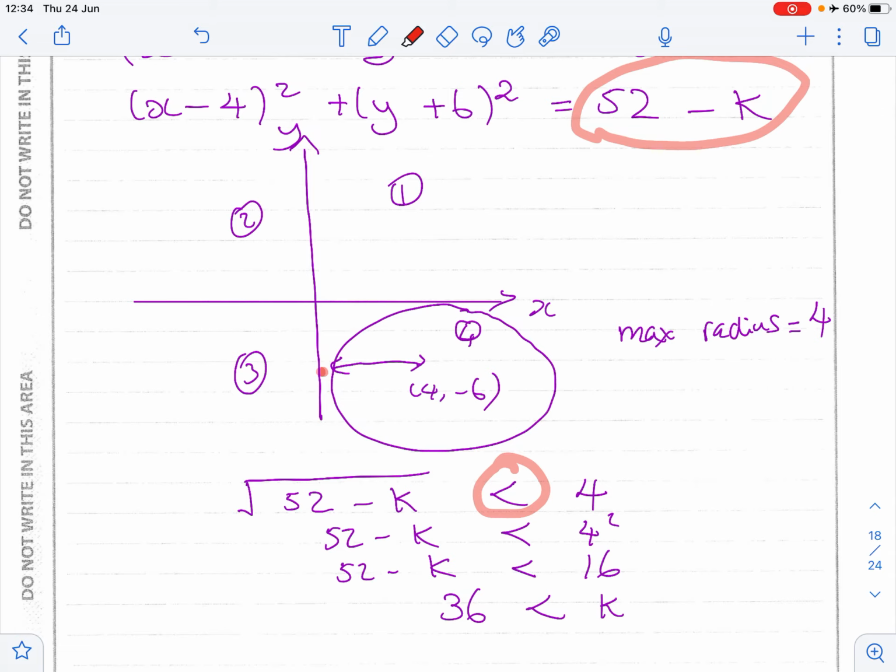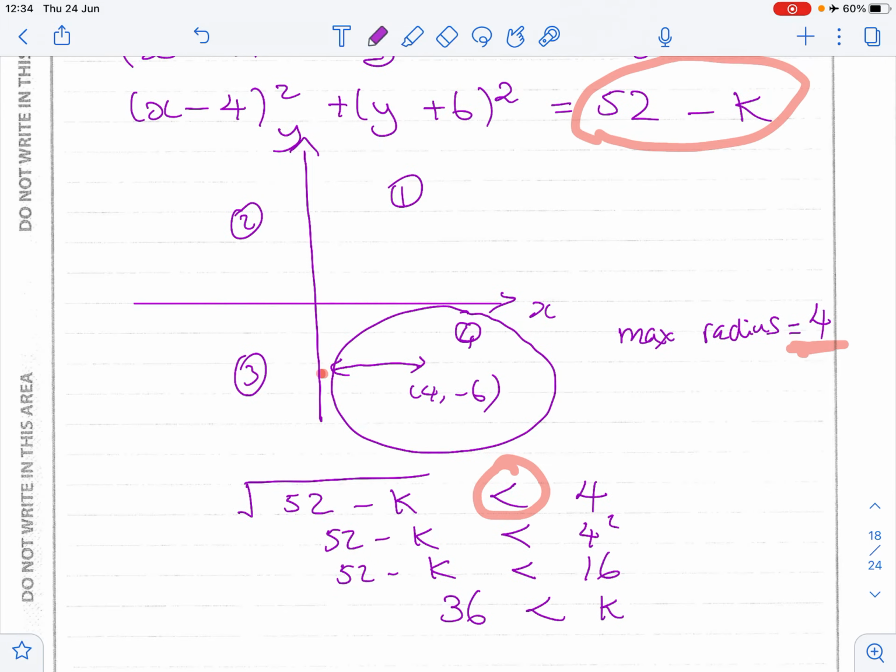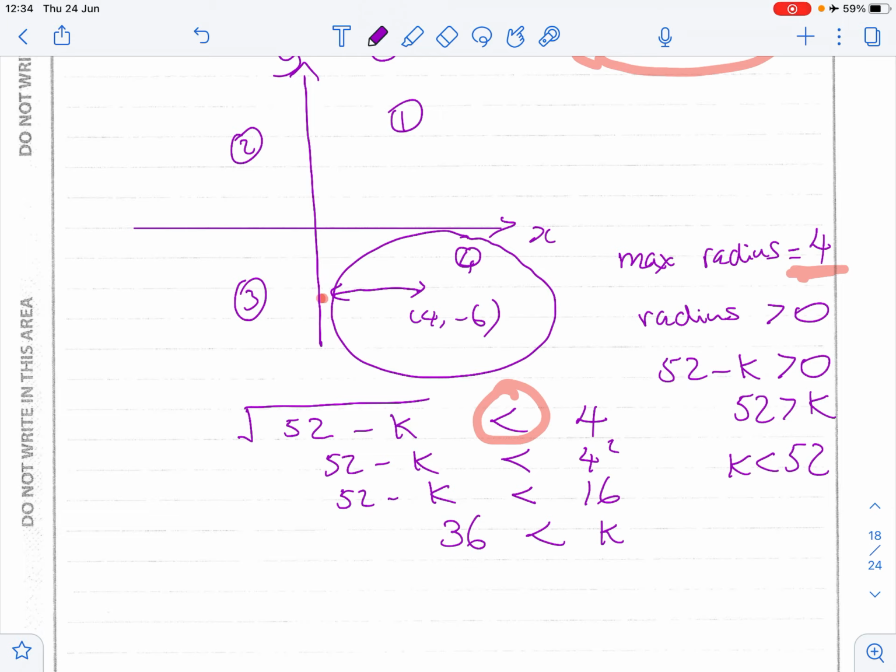So we found the maximum, but remember, it's a circle. Therefore, the radius must be greater than 0. So the radius must be greater than 0. Therefore, 52 minus k must be greater than 0. Therefore, k is less than 52. Therefore, the range for the value of k: k must be greater than 36 and less than 52.